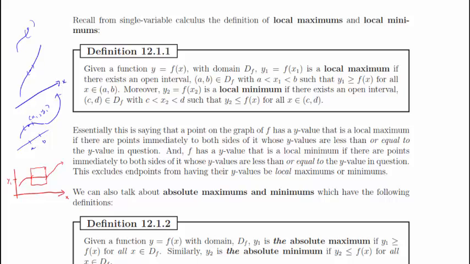And f has a y value that is a local minimum if there are points immediately to both sides of it whose y values are less than or equal to the y value in question. Did I write that right? That's totally a copy-paste error. I will fix that. Let me start back over. f has a y value that is a local minimum if there are points immediately to both sides of it whose y values are greater than or equal to the y value in question. This excludes endpoints from having their y values be local maximums or minimums. And I'm saying that in highlighted text because endpoints can be absolute maximums or minimums.